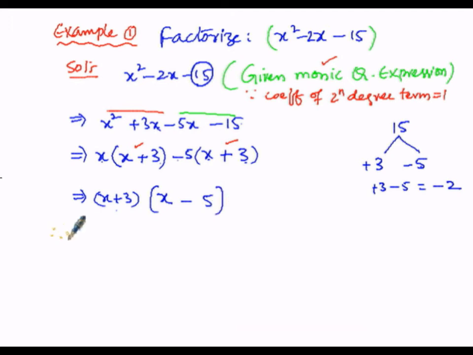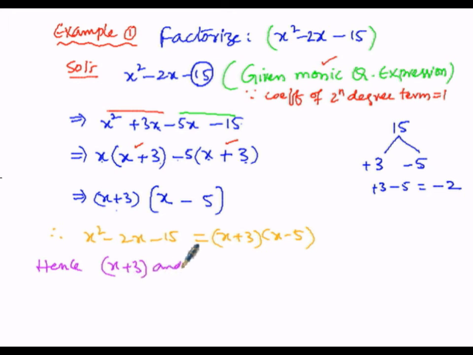Therefore x square minus 2x minus 15 is equal to x plus 3 into x minus 5. So x plus 3 and x minus 5 are the factors of x square minus 2x minus 15. Hence, x plus 3 and x minus 5 are the factors of the given polynomial, that is x square minus 2x minus 15.